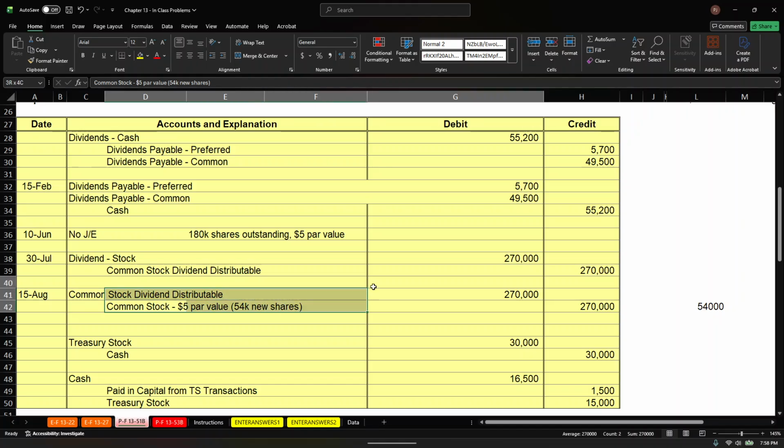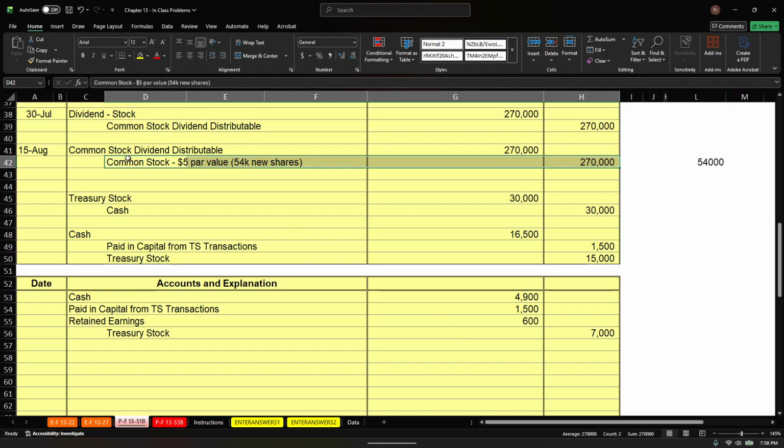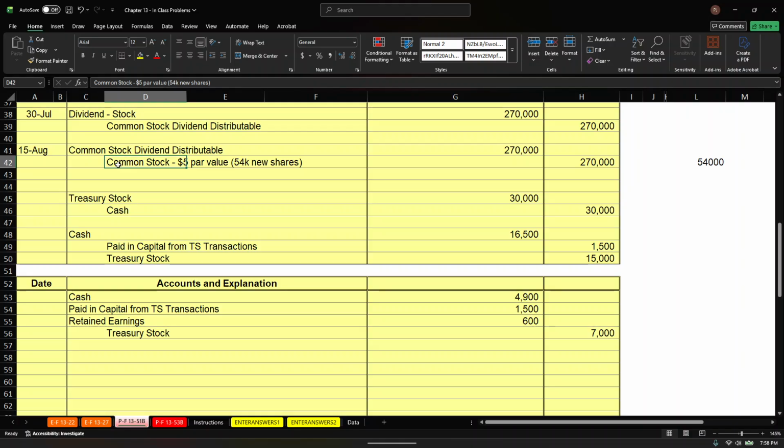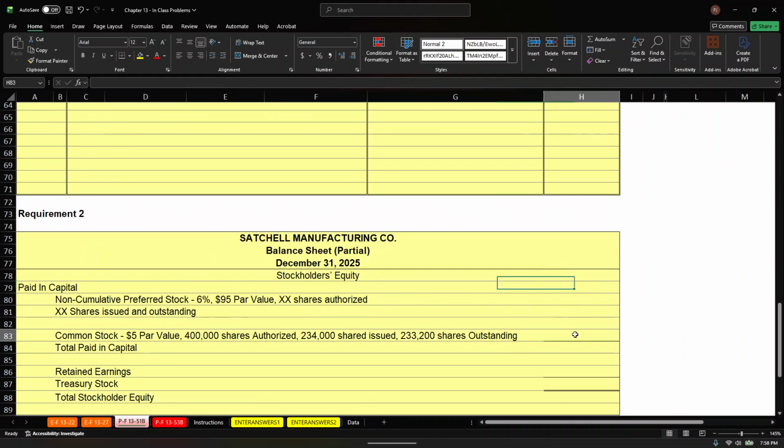No common stock. Right here, I have this. This is the only thing that's now affecting common stock. Another credit of 270,000. Nothing else that I did is affecting common stock except for this stock dividend. Does everyone agree with that? We're good? Okay, so the total here is 1,170,000. 1.17 million. So now I have the dollar amount here, 1,170,000.